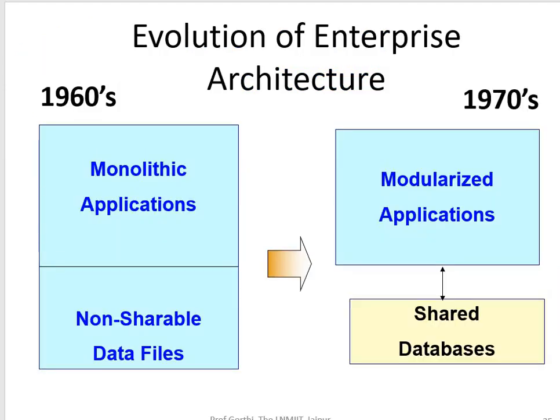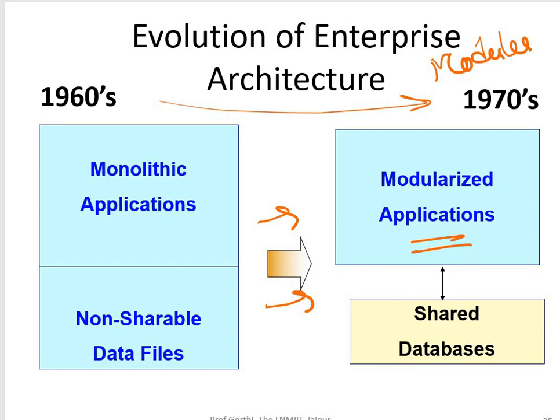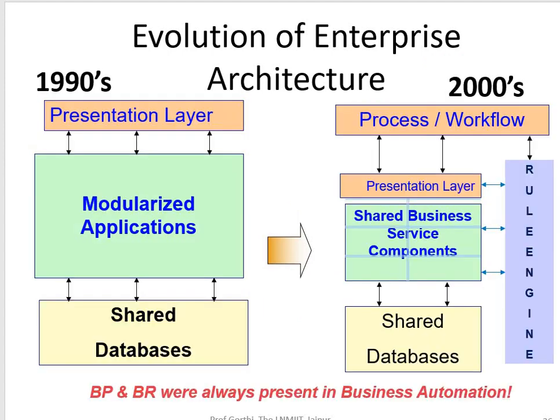Now let's look into the evolution of enterprise architecture. So from 1960s to 70s, in around 60s, we had monolithic applications where we had non-shareable data files, which has resulted into your modularized applications. Now these applications are in the form of various modules interacting and communicating among themselves. And then instead of having the non-shareable data files, I have the shared database right now with me. Right, so that kind of changes we have observed in the recent past. And then from 1990s to 2000s, what changes we have? Like we have the presentation layer, your topmost layer. We have modularized applications and shared database.